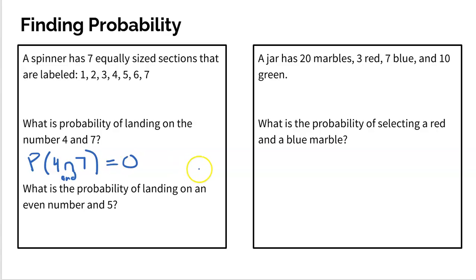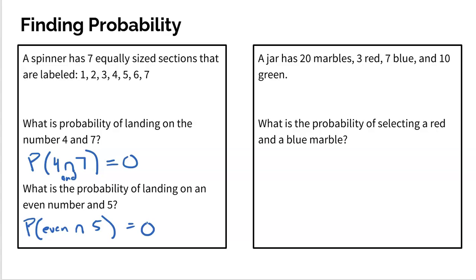Great example of that. But then I could say, what's the probability of landing on an even number and 5? Well, those would also be mutually exclusive events because if a number is even, it cannot be 5. It could be 2, could be 4, could be 6, but it cannot also be 5. So once again, those are two mutually exclusive events, and the probability of that occurring would be 0 because there is not a single number out there that is at the same time both even and 5.